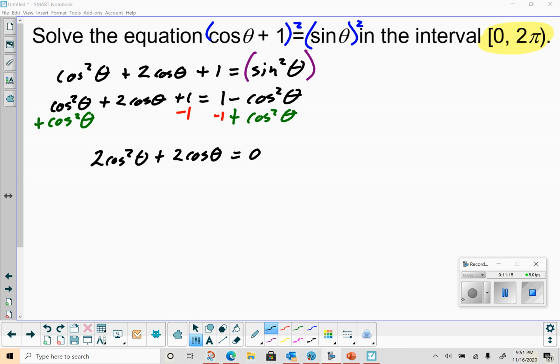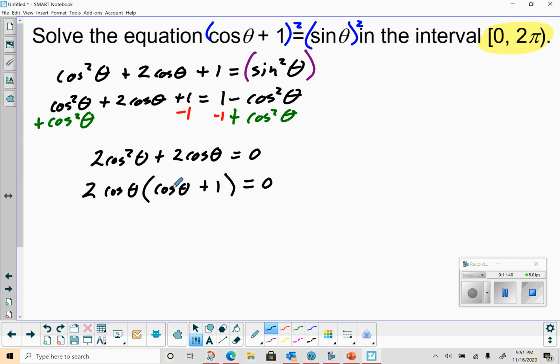Hopefully the factoring, since there are only 2 terms on the left-hand side, isn't all that challenging. 2 is a common factor, and cosine theta is a common factor. Factoring is division. 2 cosine squared divided by cosine will leave us with one of the cosines. 2 cosine theta divided by 2 cosine theta is 1. Again, we had 2 terms. We factor out the common factor. We still, inside the parentheses, have to have 2 terms.